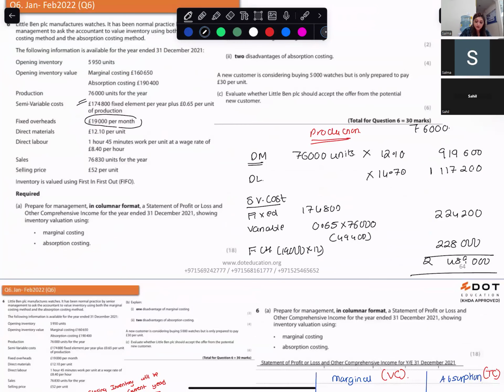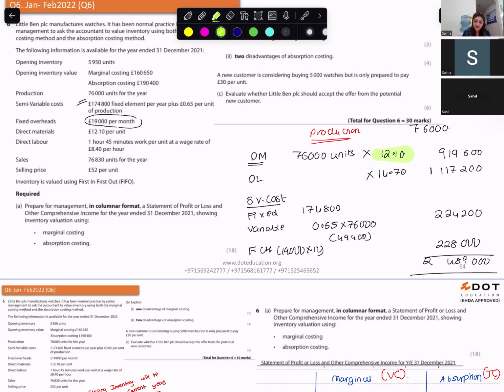Marginal costing takes what cost into consideration? Variable cost. Can you give me the variable cost that is over here? Everything that comes in variable cost, you have to give me. Yeah, so it's 919,000, and this is for 76,000 units. I want to calculate closing inventory.